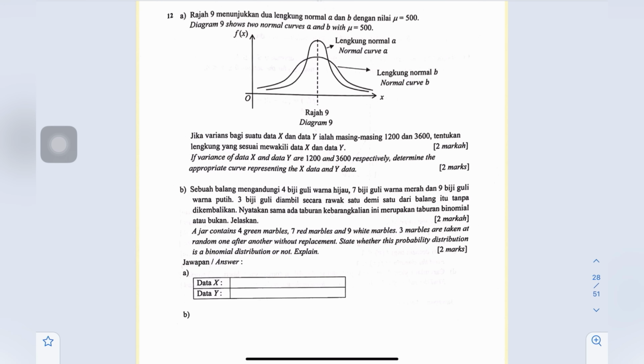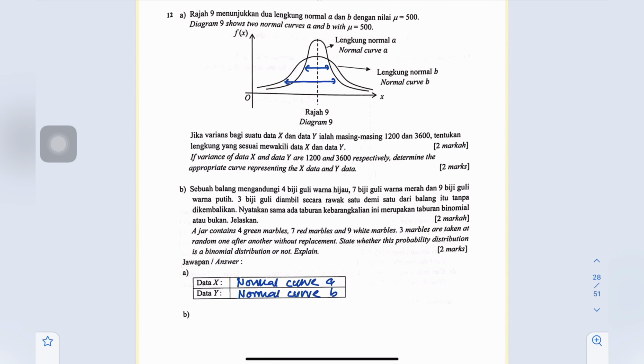Okay, so for normal curve A, this is the standard deviation. For normal curve B, this is the standard deviation. Okay, so from the graph we can see the standard deviation for normal curve B is bigger than normal curve A. So then data x is 1200. So data x is smaller lah. So this one is normal curve A, and this one normal curve B.